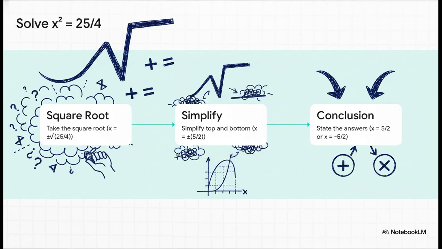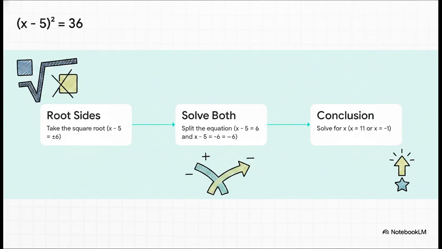And step 3, our conclusion. X equals 5 halves, or x equals negative 5 halves. It's the exact same logic we just learned, just with one extra little layer. All right, now what about a perfect square binomial where we have a whole group in parentheses?